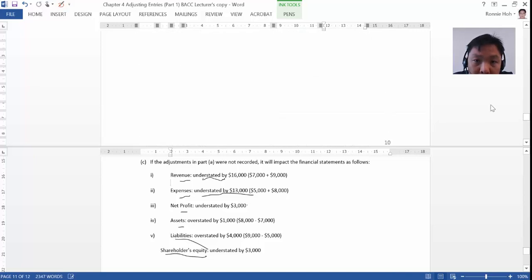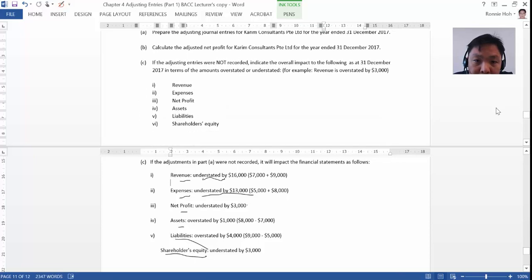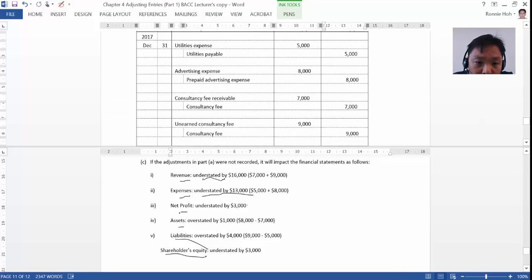If you can't remember, let's scroll up again. There you see, expense to increase is debit. Alright, then let's move on to net profit.